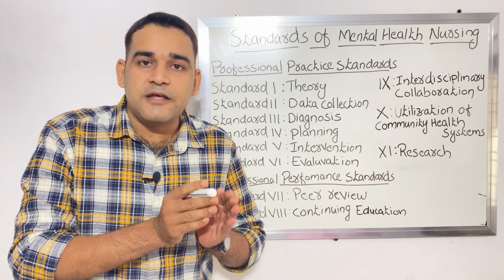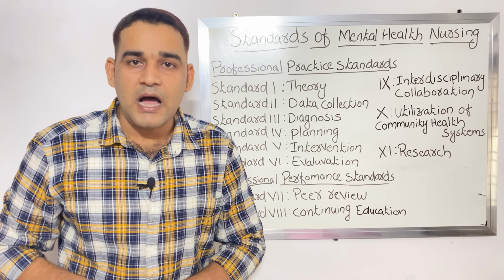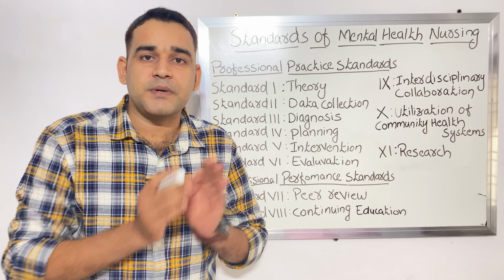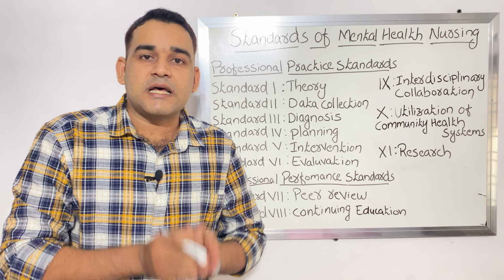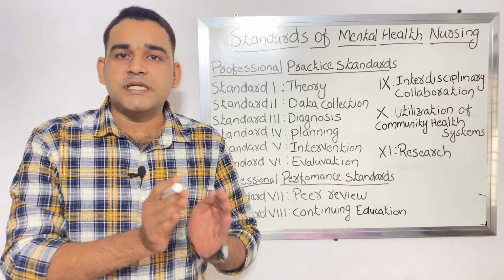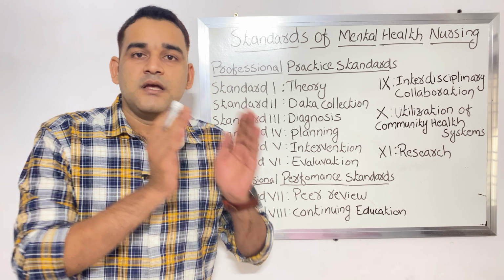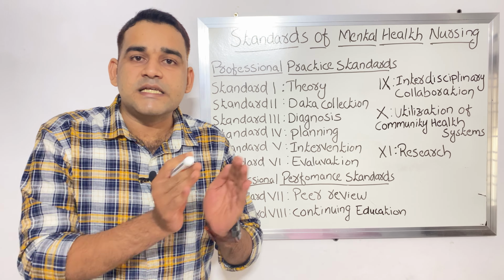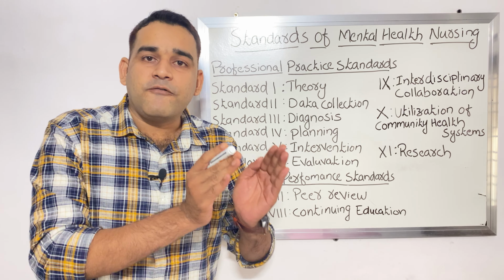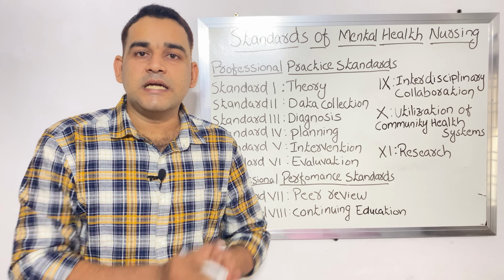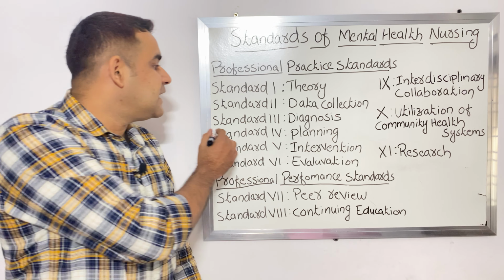Here the nurse will identify the actual problem as well as the potential health problem of the patient. Actual means the real or present problem, and potential means the risk or future problem, the risk factor for that patient. All these things will help the nurse to plan the intervention, that is the plan of action. Okay, that is standard 3.